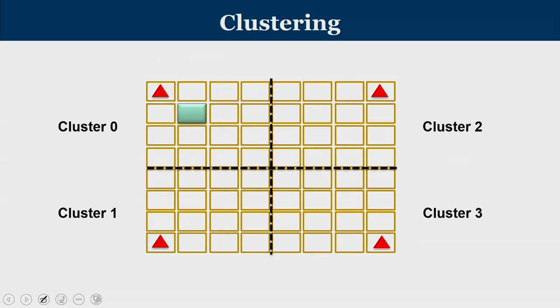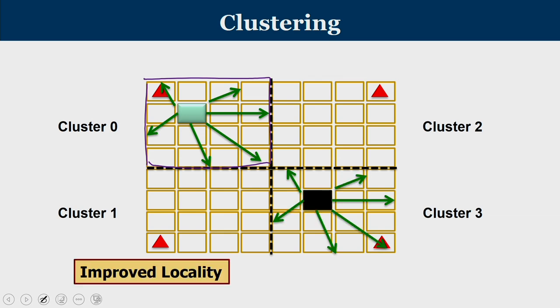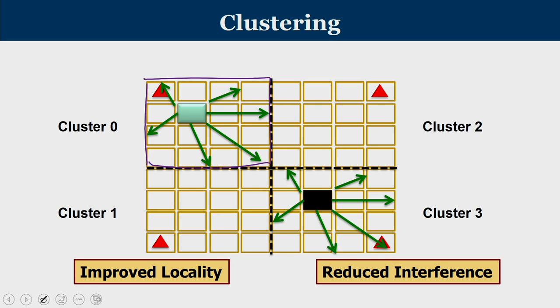So what clustering does is, let us say I logically divide the entire chip into 4 clusters based upon physical location, and if the operating system can assign addresses in such a way that everything this particular application needs is kept within the same cluster itself, then packets from this particular core will never move outside this cluster. This method is known as clustering. So this will improve locality. Similarly, there is some other application whose cache misses are clustered in cluster 3 itself. This will reduce inter-cluster interference.